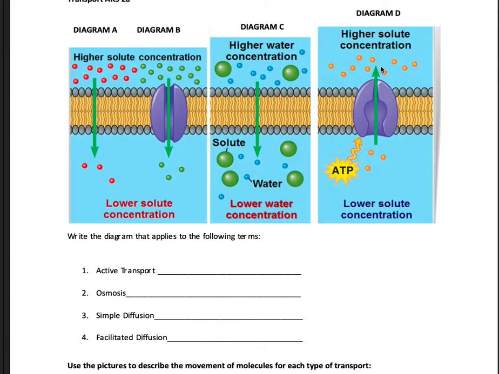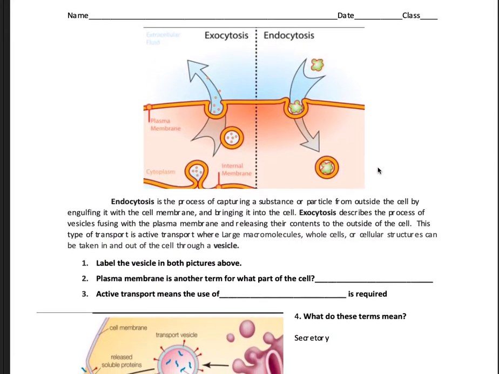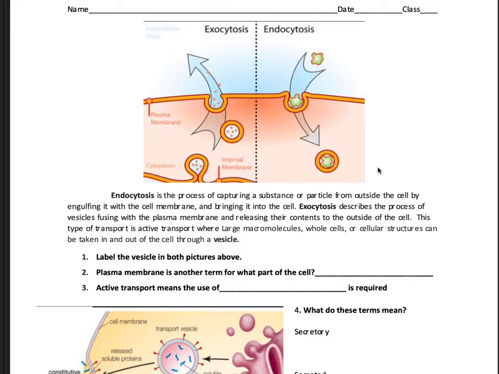In order to do that, ATP, adenosine triphosphate, or energy is required. If you recall the car on the slope, if you are at the low end of the slope, you have to turn that car on or push that car up the slope, or up the concentration gradient. That requires energy. If we go to the next activity, we have exocytosis and endocytosis.